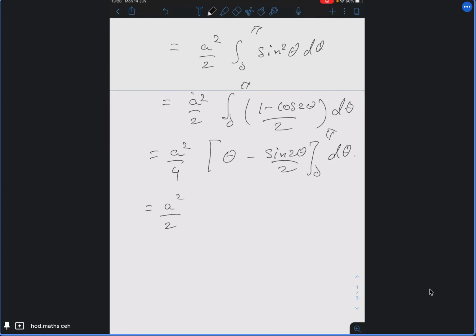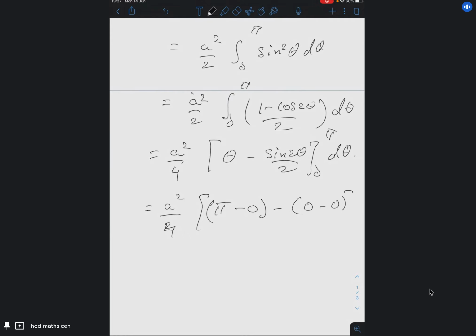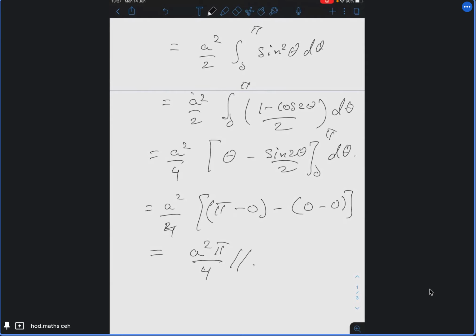A square by 4 as it is. Upper limit pi I will substitute. What about sine 2 pi? How much is sine 2 pi? Zero. Sine 2 pi is 0. And for the upper limit I'll get pi minus 0, and when I substitute the lower limit, put a minus sign, again I'll get 0, and sine 0 is 0 only. Overall, I'm going to get a square pi by 4 as the answer.